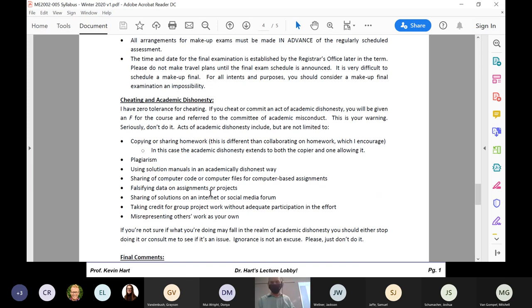Please don't do it. If I watch you on the camera while you're doing your exam and I can see that someone else is in the frame, like doing some math for you or something, I'm not even going to mess with it. You're done. You're out. If you want to appeal to the chair after that, fine. But I'm not messing around.